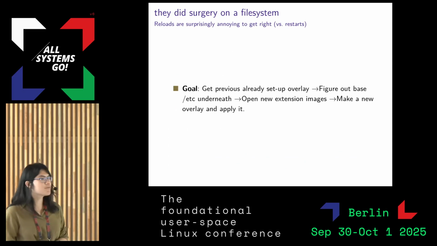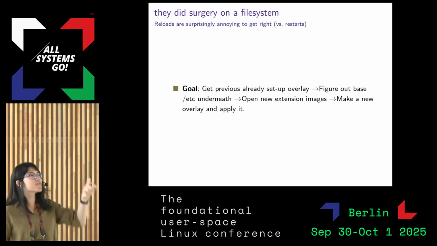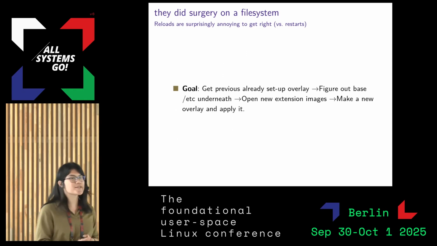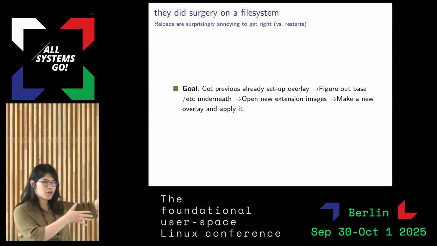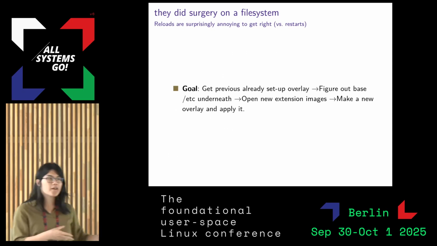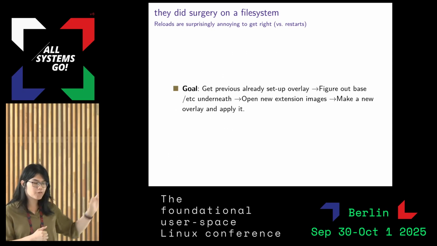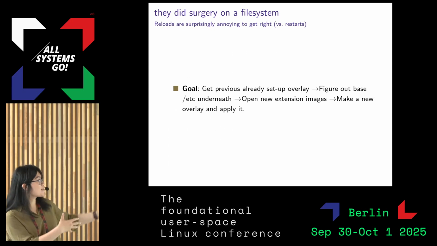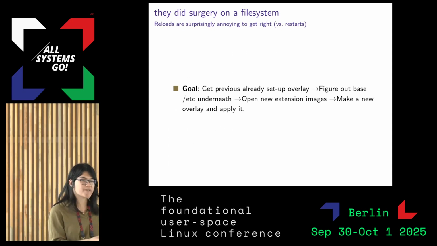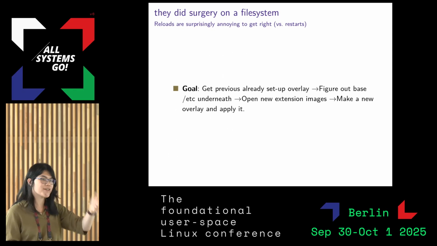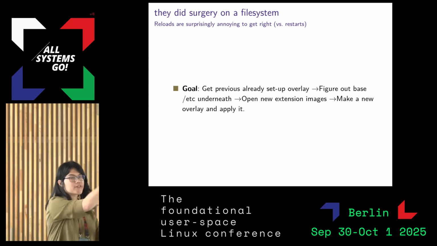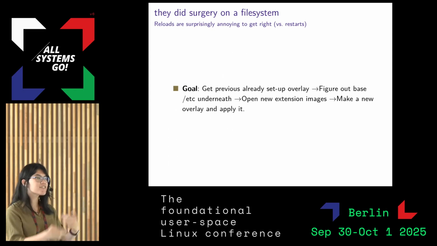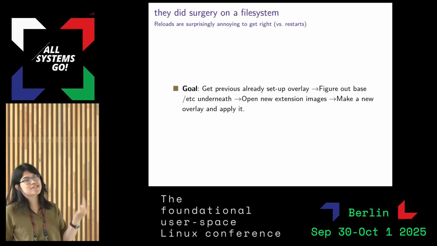The intuition is that reloading should be pretty similar to restarts, at least on the surface, right? So you have to get the overlayfs that you set up previously, and you figure out what's the base /etc underneath, right? Because that is your base layer, so you've got to get a reference to it again when you set up the new overlay. And then you basically stack on new extension images as well. And technically this should work, and that is what I thought in the very beginning.